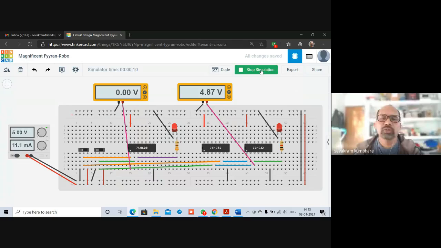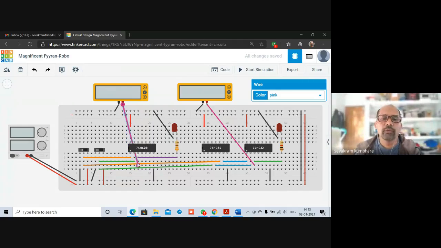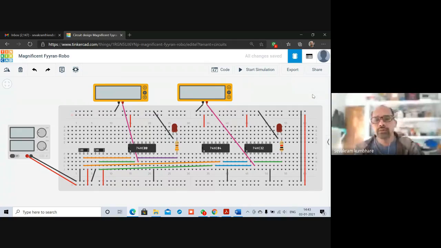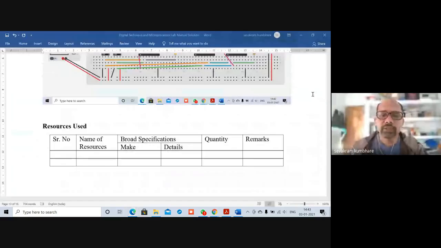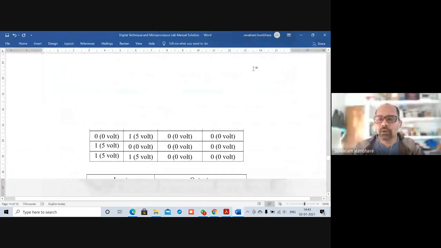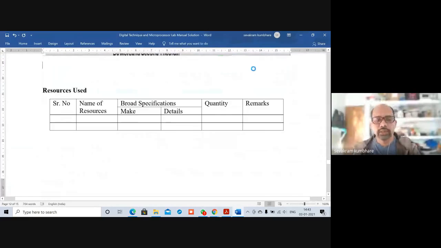So what we can do, we can stop the simulation and we have to check. Okay, this should be connected to what? This should be connected to pin number 3, which is the output pin. So what I will do, I'll take a printout of this. This is wrong, so I'll delete it and paste a new one.